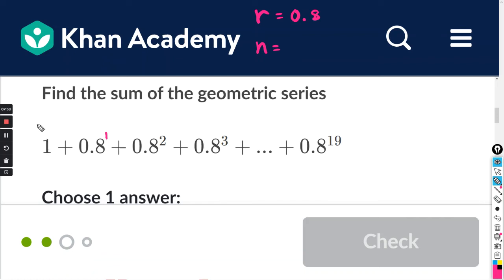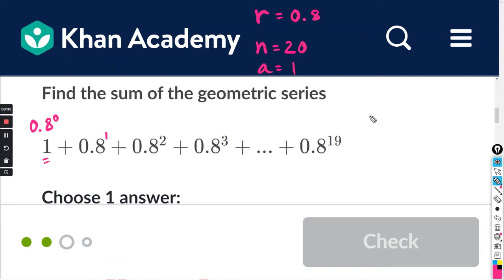So instead of 1, we can rewrite this as 0.8 to the power of 0. That's the same thing as 1. So you see the exponents count from 0 all the way up to 19. Now, if it was 1 through 19, there would be 19 terms in the series. But since it goes from 0 to 19, n is going to be 20. So there's 20 terms in this series. And the first term is a, and that's just 1. Once you have this, then it's easy.